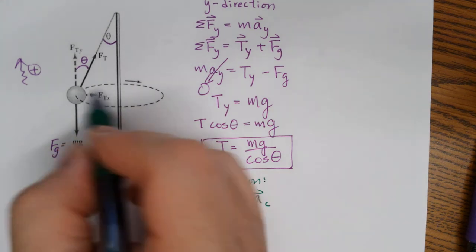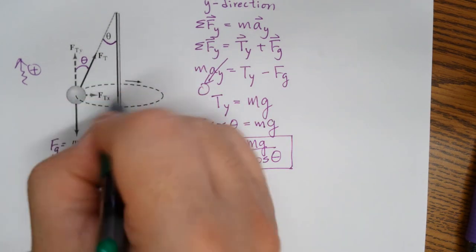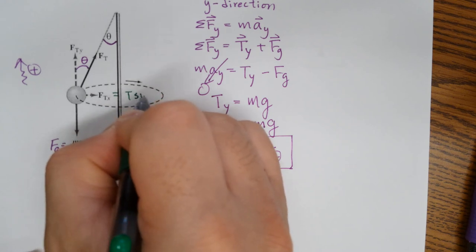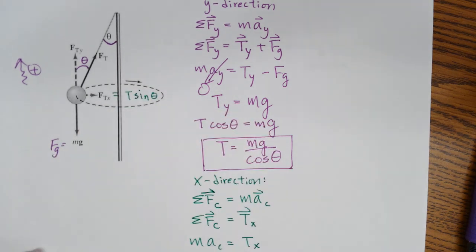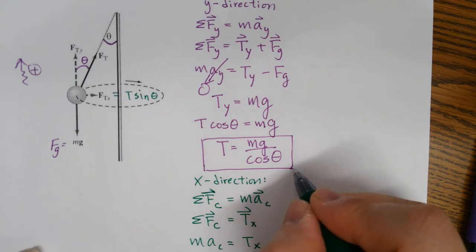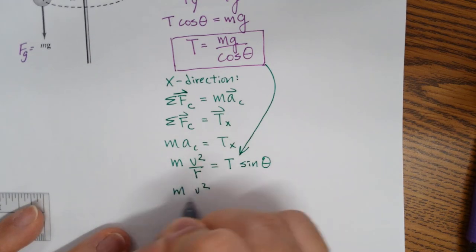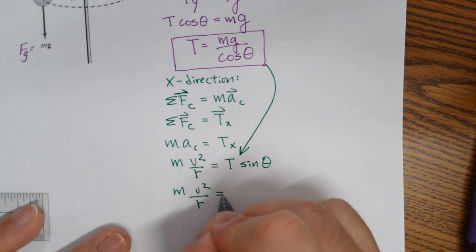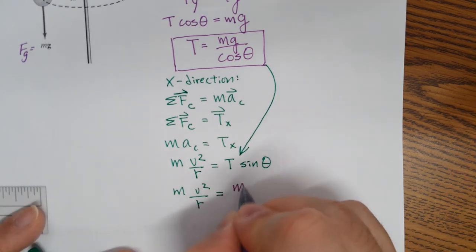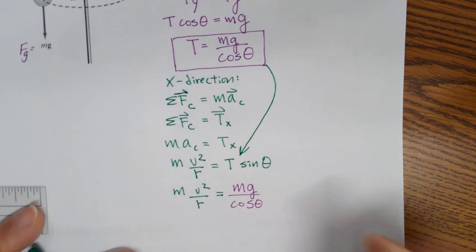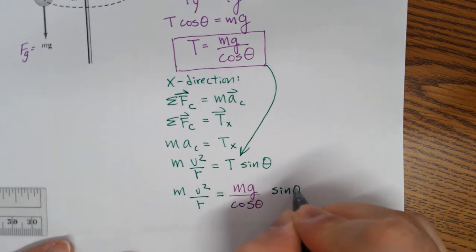But what is my T_x? My T_x looks like it is the opposite of my angle theta. So T_x is really T sine of theta. All right? So here, m v squared over r is equal to T sine theta. So if I substitute this into my tension right here, I have m v squared over r is equal to mg over cosine theta times sine theta.